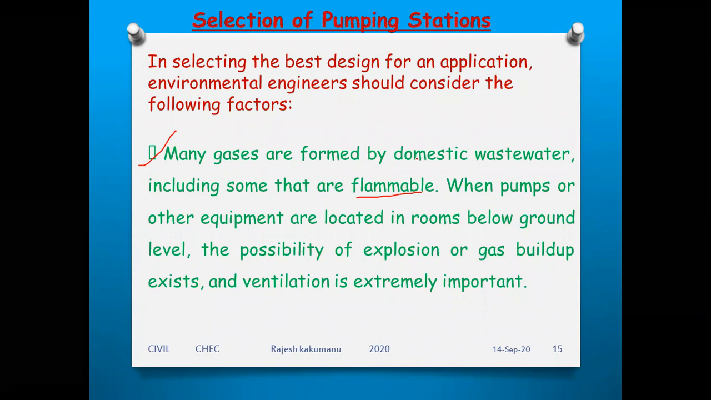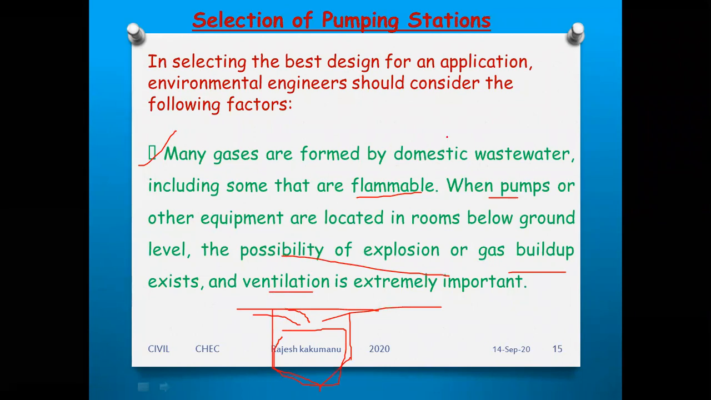So what they are saying here is, whenever you are selecting a pumping station, some pumps are above ground level and some are below. Suppose this is ground level and the pump is placed below it, in a pit. If the pump is placed below ground level, there is a possibility of explosion, gas buildup and a ventilation problem.